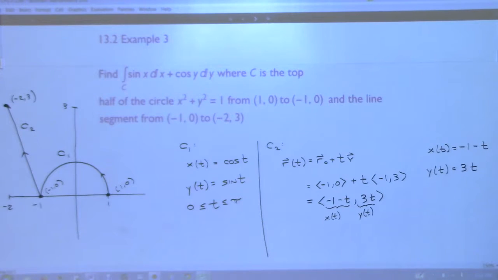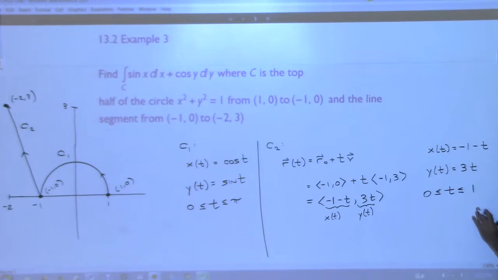Do I need anything else? I need something else here. I will need the derivatives, yes. Domain, though, I need a restriction on t. If I don't restrict t, it's going to draw the entire line. I just want to draw that line segment, right? What is it going to be?